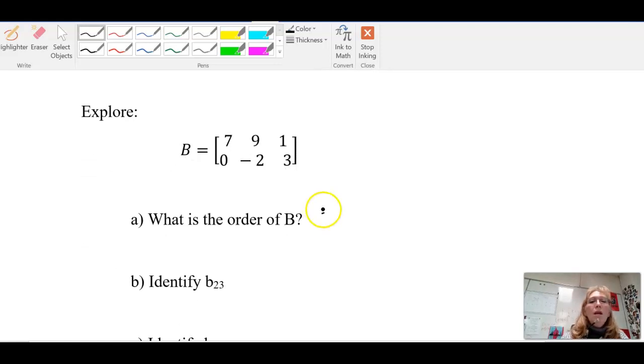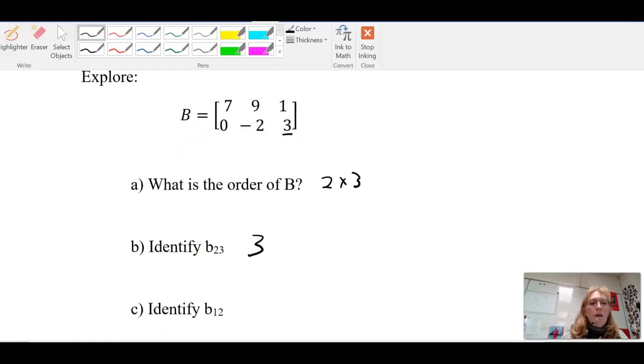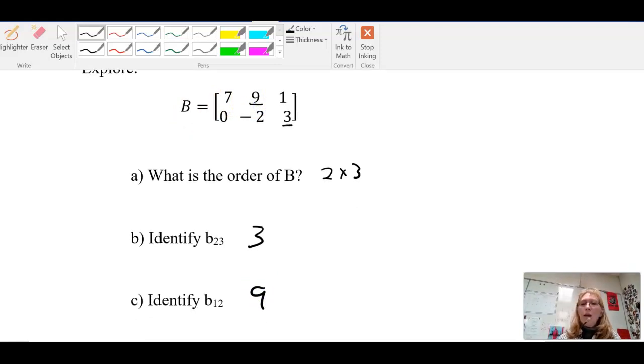Okay, B is a 2 by 3 matrix. 2 rows, 3 columns. So row 2, column 3 is 3. And 1, 2 is row 1, column 2, which is 9. I hope you did well on that. Okay, let's continue down.